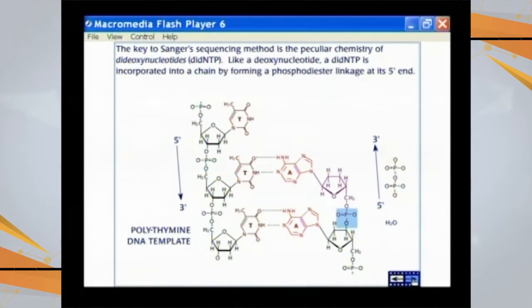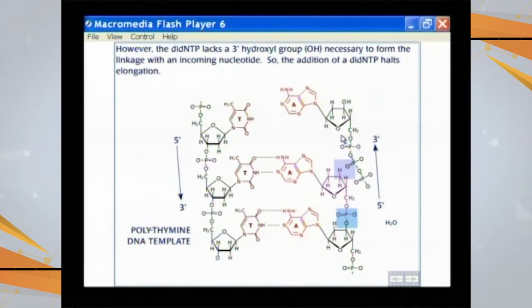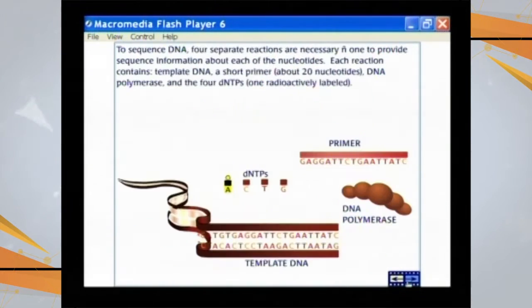Let us see, this is the dideoxynucleotide, and this is not going to accept the newcomers, and that is being rejected, and on the basis of this, that is going to form our, you can say, the pattern. And how are we going to go with this technique?